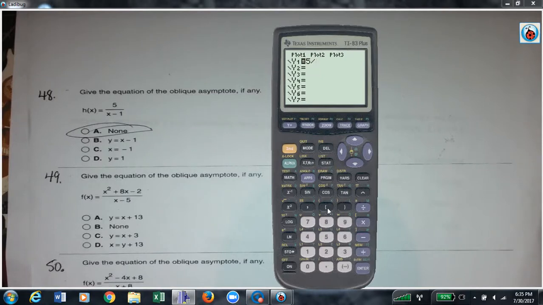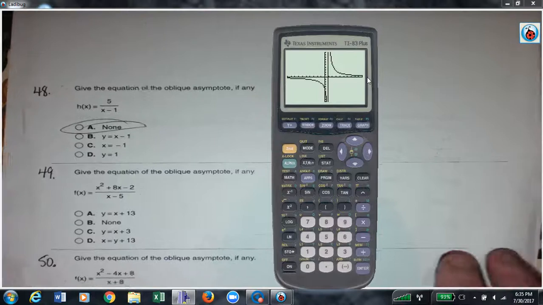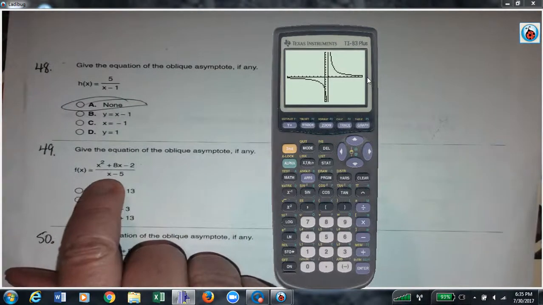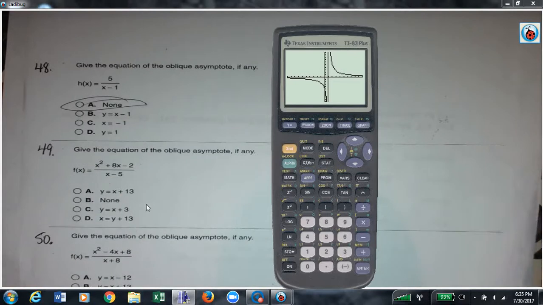And we could have also graphed that to see. So 5 divided by, in parentheses, x minus 1. And zoom 6. Okay, I have horizontal asymptotes. Because the degree of the top is 0, the degree of the bottom is 1, and so we do have a horizontal asymptote, and it's the x-axis, which is y equals 0. But we do not have an oblique. Will we have an oblique? The degree of the top is 2, the degree of the bottom is 1. Yes, we have an oblique asymptote.